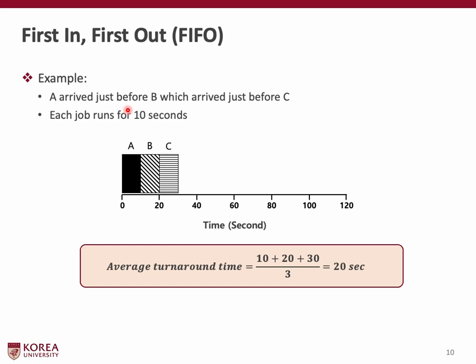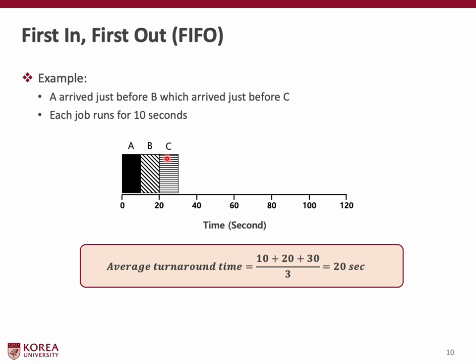Let's look at this example. We assume there are 3 jobs, A, B, and C. And they all arrive at the same time, that is time 0. But due to tiny time differences, A enters the ready queue just before B, and B just before C. And we assume each job runs for 10 seconds, so FIFO will run A first, and then B, and then C.